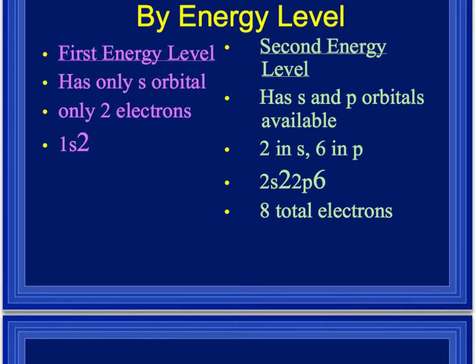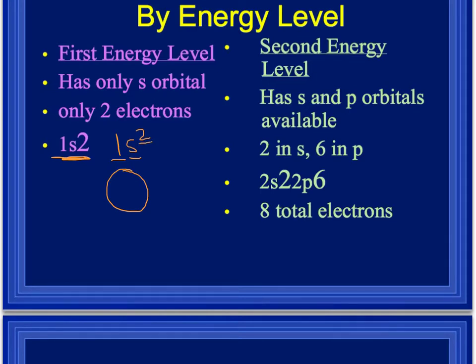The first energy level only has an s orbital. Remember, the s orbital is the circle shape, and so it only has 2 electrons in it. And so the way that we would write this is a little funky. We would write it as 1s, and then it's like a superscript here, 1s2. So principal energy level 1 with an s sublevel, and in that s sublevel there are 2 electrons.